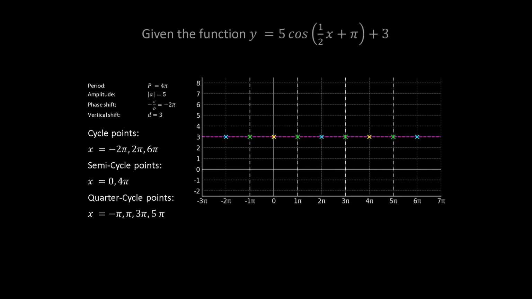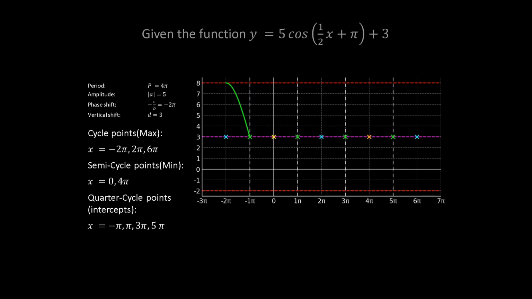Now we add the maximum and minimum lines. For cosine, the rules of the points are clear. The cycle points are maximum values, and the semi-cycle points are minimum values. And the quarter cycle points are the intersections with the midline y equals 3. The graph of a cosine function starts at the maximum at the first cycle point. From there, it drops down to the first intercept with y equals 3.